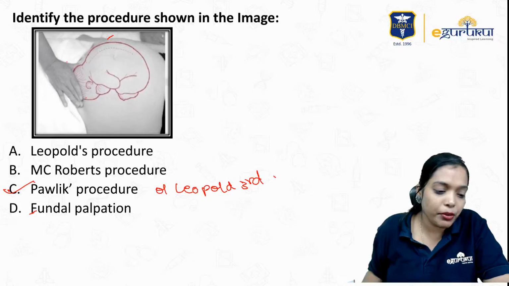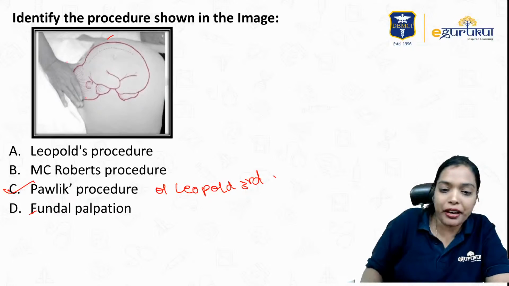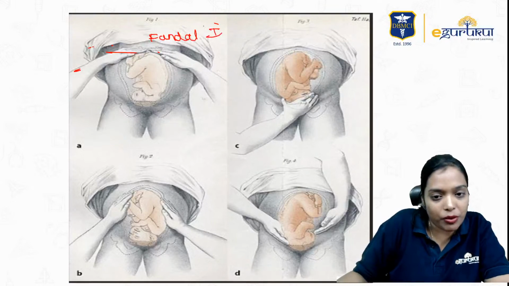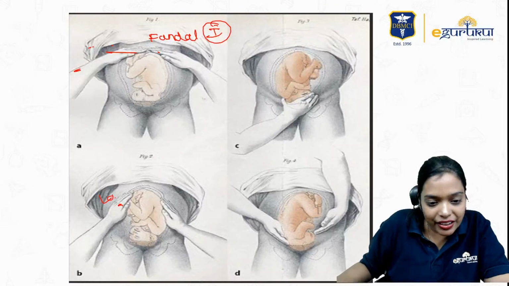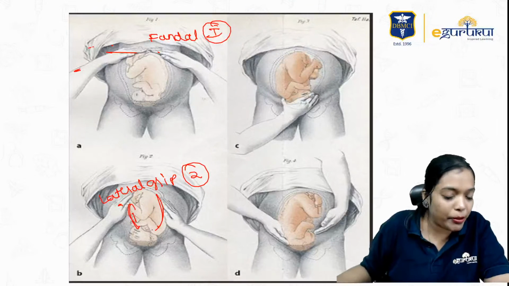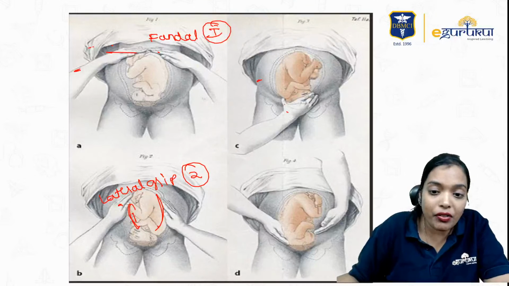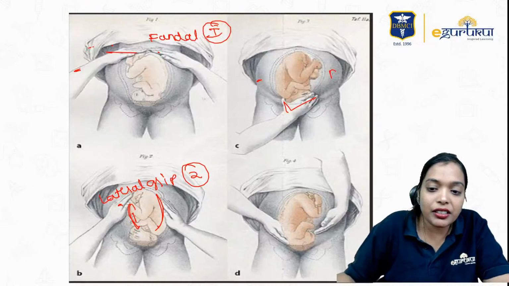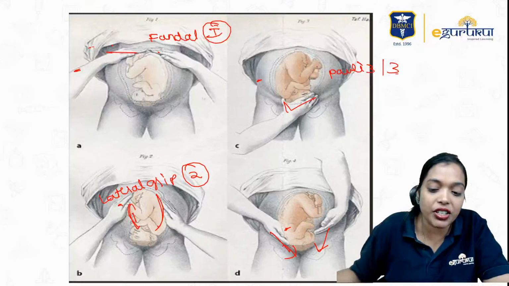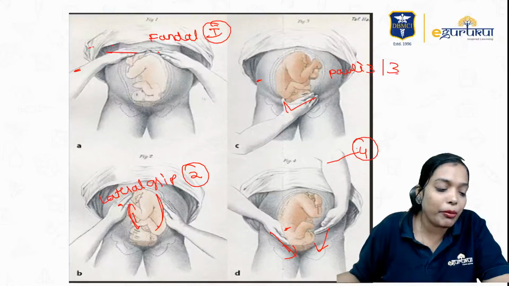So this is the Pollock's procedure. This is not the fundal grip. In the fundal grip, the hand should be above. So this is the fundal grip or the Leopold first maneuver. This is the lateral grip or the Leopold second maneuver, right? Where you are feeling the lateral aspect of the abdomen. This, thumb on one side, 4 fingers on the other side, is the Pollock's grip or the third maneuver. Here you are trying to see whether the hands are converging or diverging. This is the fourth Leopold maneuver or the pelvic grip.